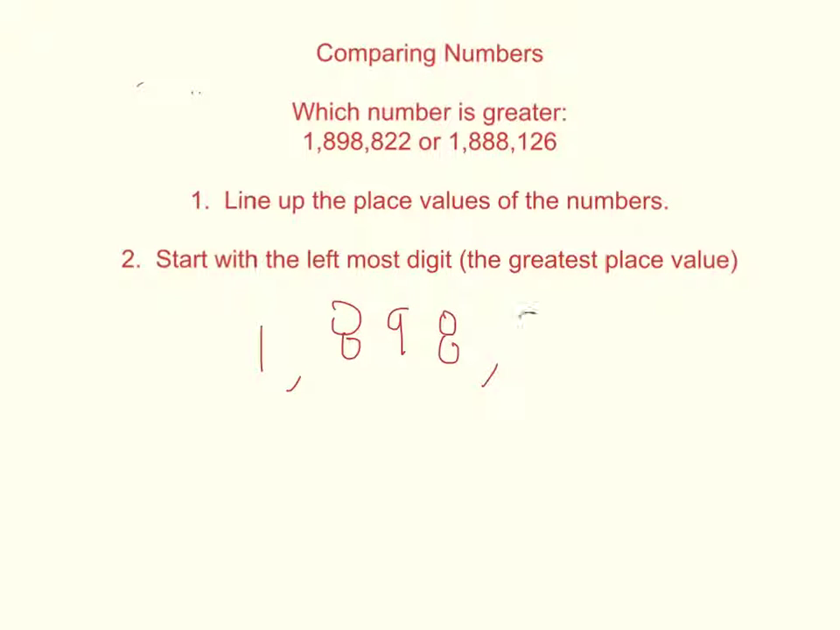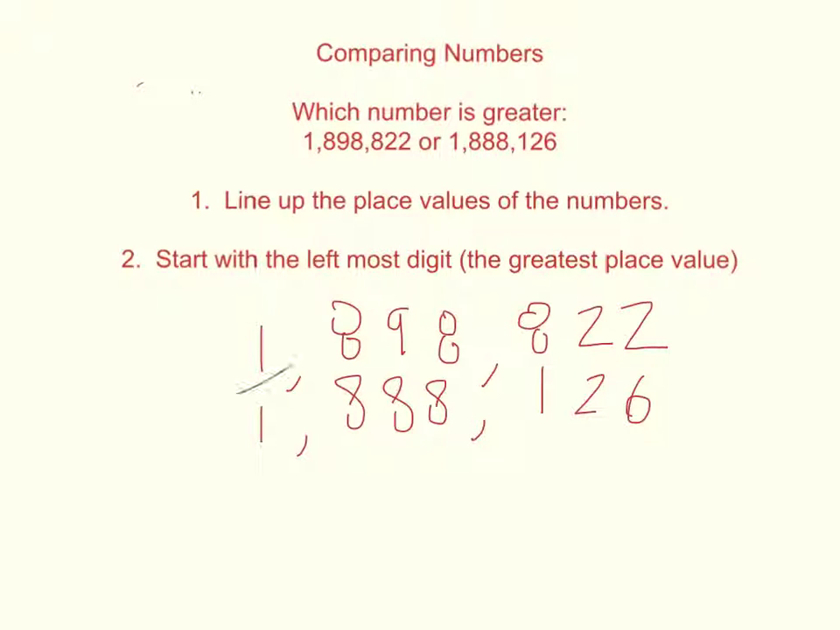Kind of separate them out. Okay, so I have successfully lined up the place value of the numbers. Now I need to start with the leftmost digit. In this case, it would be the 1, and compare those place values. This is the greatest place value, so I need to start here.